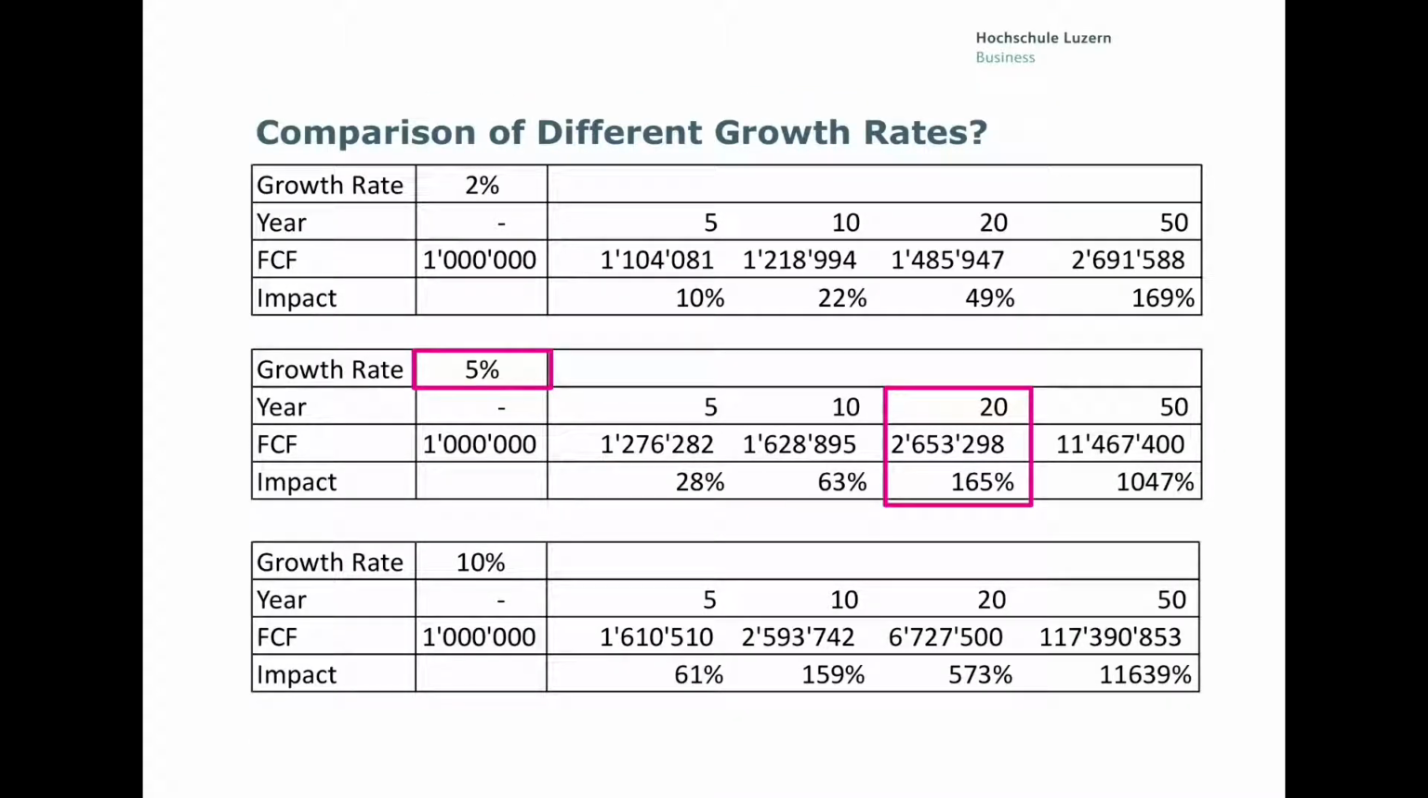These tables further illustrate the impact of growth rates on the free cash flows. For instance, assuming a growth rate of 5%, the free cash flow in year 20 will grow to 2,653,298, which is 165% of the initial free cash flow with no growth. Assuming a growth rate of 10% yields a free cash flow in year 20 of 6,727,500, which is 573% of the initial free cash flow with no growth.